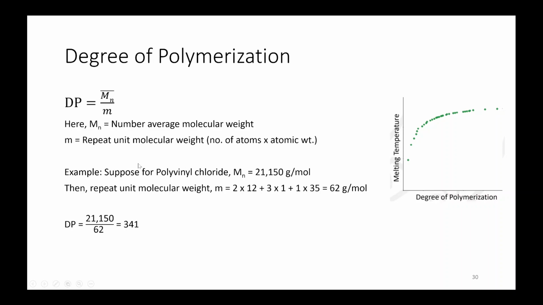Suppose for polyvinyl chloride, which has a number average molecular weight of 21,150 gram per mole, the repeat unit molecular weight we can calculate easily. It will be 62. Then for degree of polymerization we just divide this Mn by M, and it will be 341. So we require these many monomers of vinyl chloride for getting this polymer.